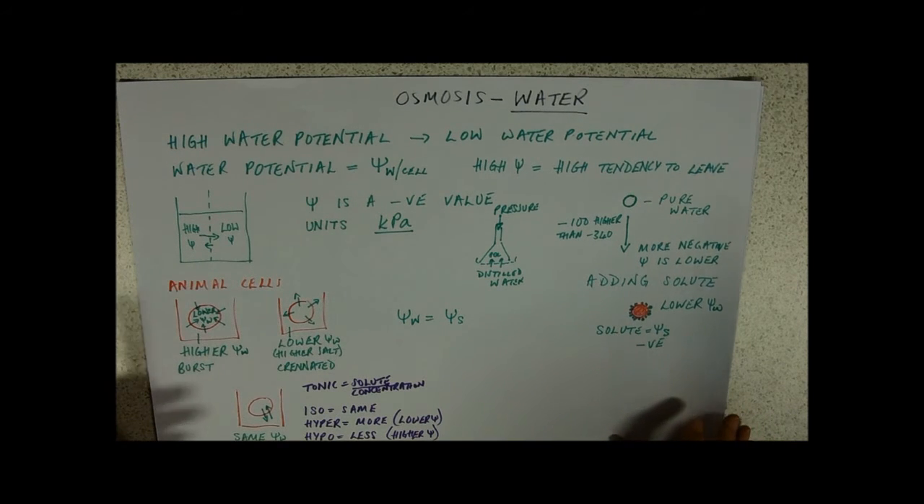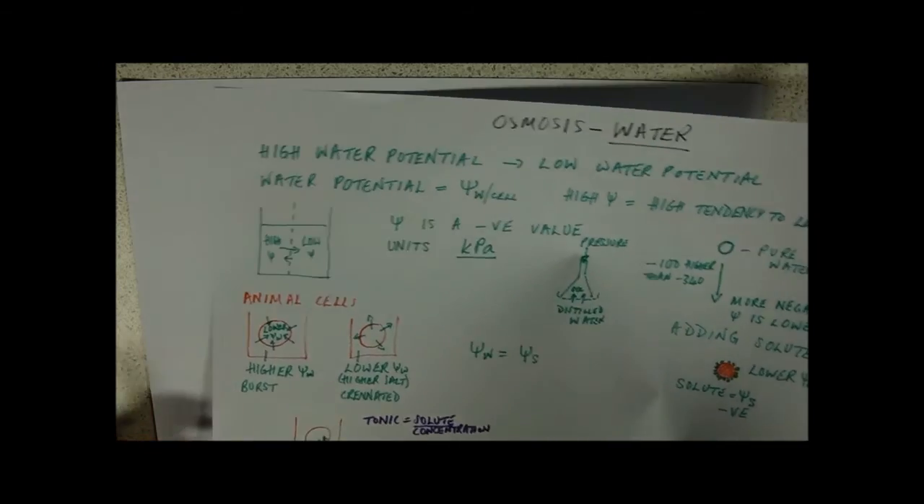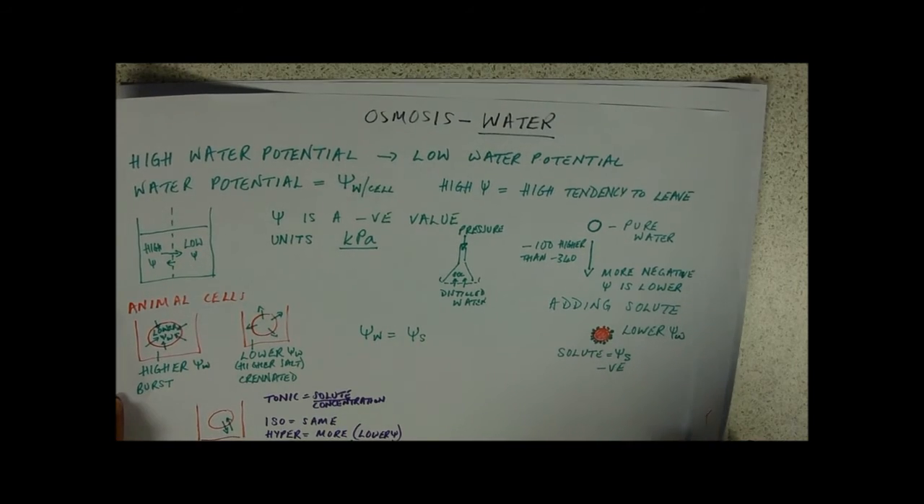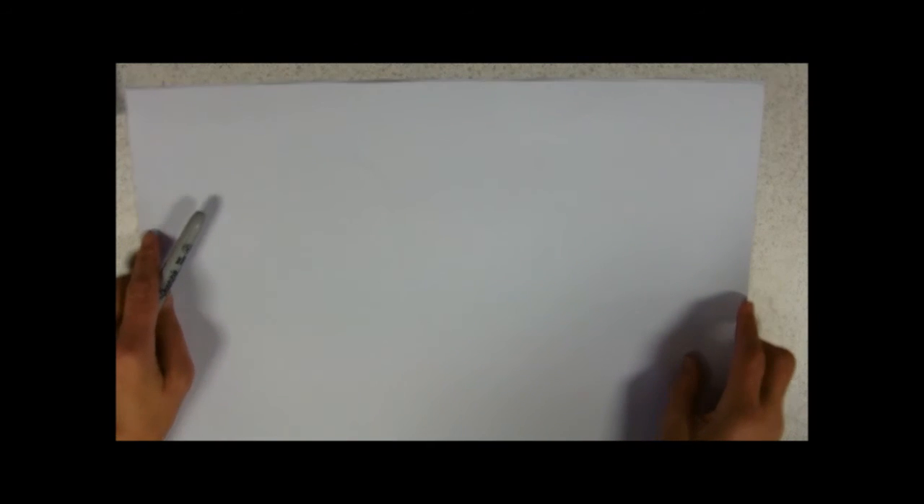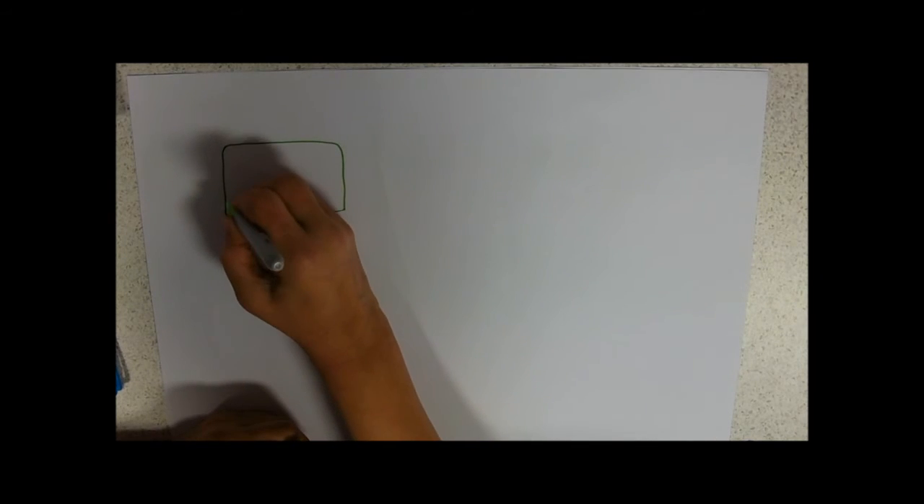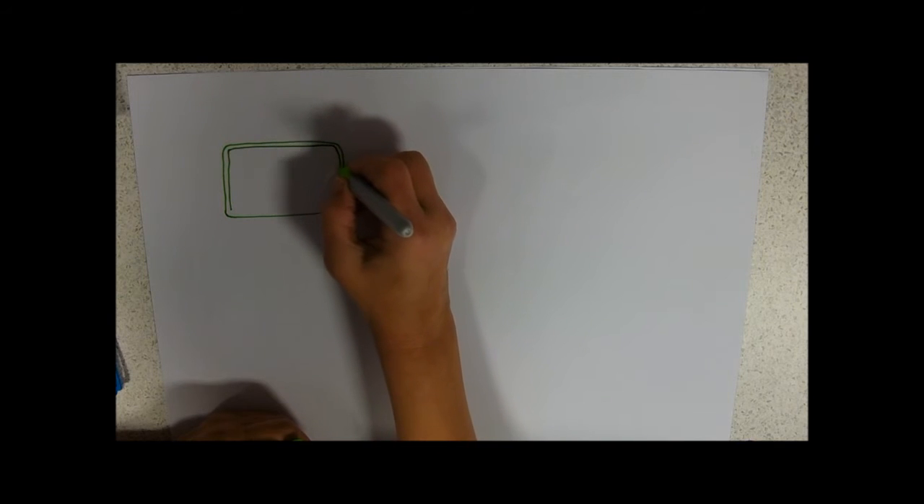But we're going to talk about plant cells now, and plant cells have the cell wall running around the outside of them, and that just puts another layer of complexity into the whole thing. So we're going to do the same thing to our plant cells as we do to our animal cells, and we're going to put them into solutions of different water potentials. I'm just going to draw a plant cell. And the plant cell has its cell wall around the outside.